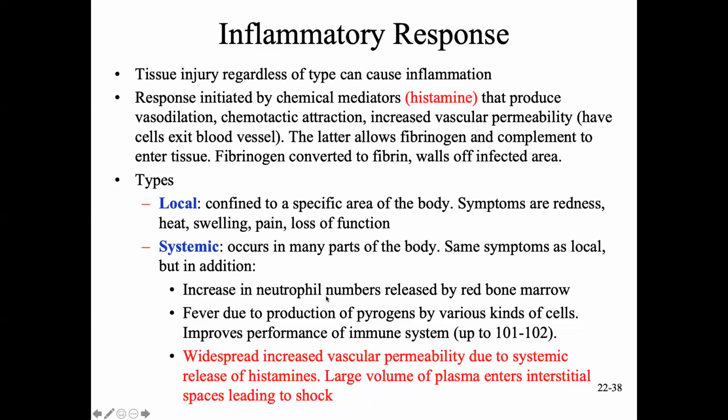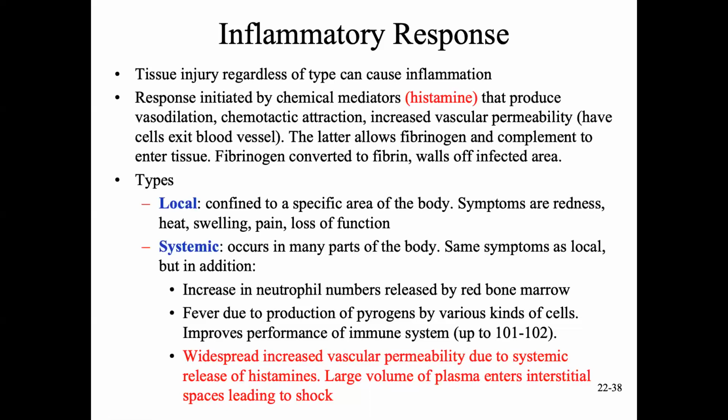So this is a positive, right? You also produce fever due to the production of pyrogens by various kinds of cells. All right, what we're going to see later on, when we talk about interleukins, is that they're immune hormones that activate other types of T and B cells. But those interleukins are a type of pyrogen. It increases your body temperature to 101, 102 degrees.